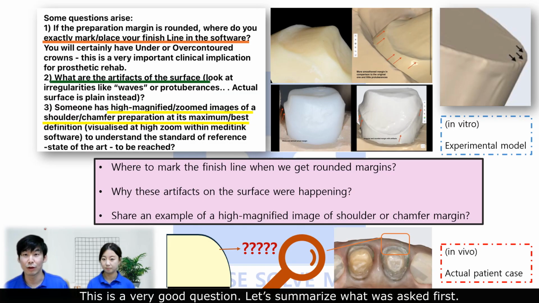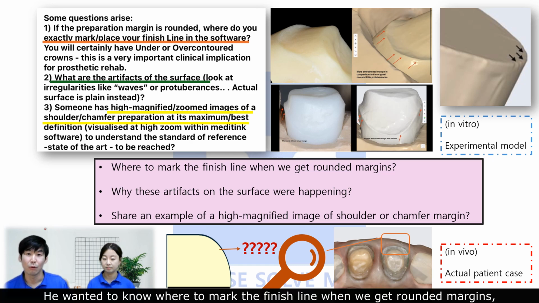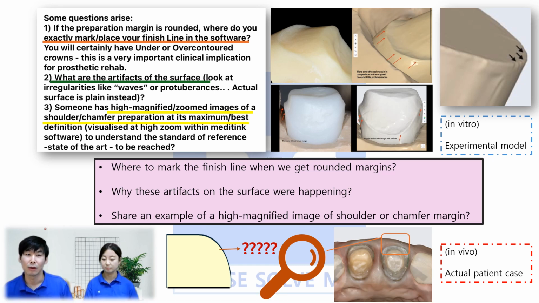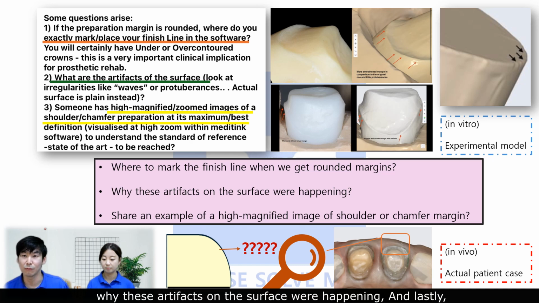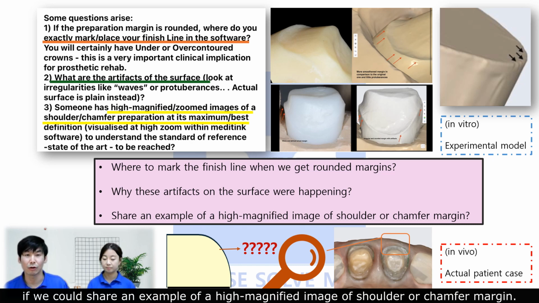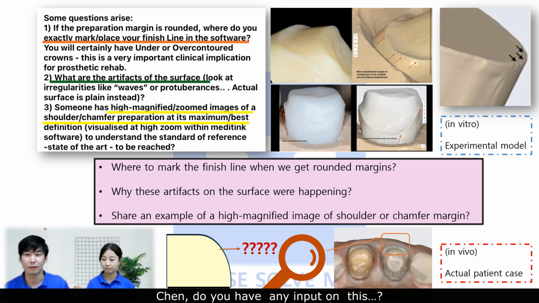This is a very good question. Let's summarize what was asked first. He wanted to know where to mark the finish line when you get a rounded margin, why these artifacts on the surface were happening, and lastly, if we could share an example of a high magnified image of the shoulder or sample margin. Chen, do you have any input on this?